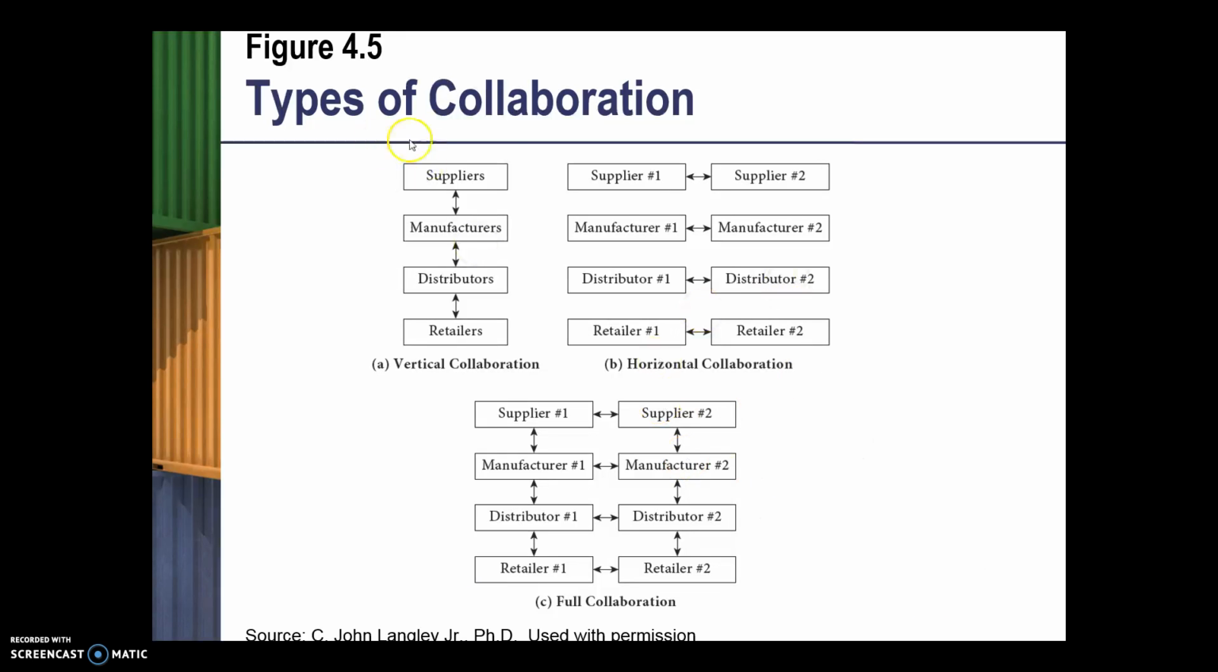So as you all can see, there's different types of collaboration. It shows where the vertical collaboration is, a horizontal collaboration, and full collaboration. With the vertical collaboration, it is more up or down with suppliers, manufacturers, distributors, and retailers. And then with the horizontal, we see where it goes supplier 1, supplier 2, to manufacturer 1 and 2, distributor 1 and 2, and retailer 1 and 2. So we see how those go. Now with the full collaboration, it looks like it's more or less a combination of the vertical and horizontal collaboration.